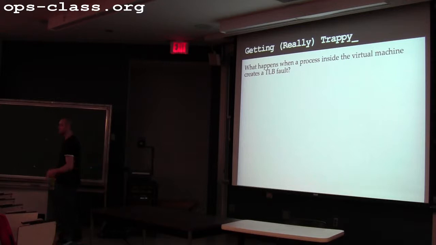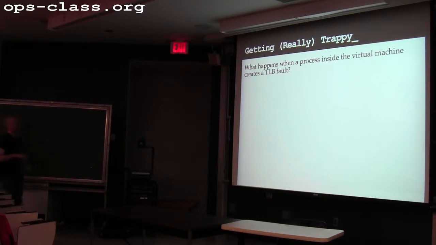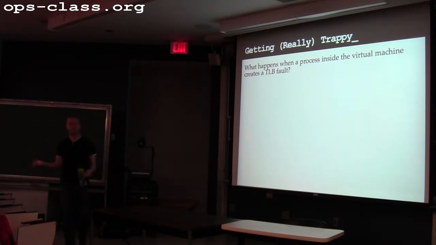What about a TLB fault caused by an application running inside the guest operating system? So a process executes an instruction, a load word or a store, that tries to map a piece of memory that it hasn't used before, but it has access to. This is a valid mapping. It's not in the TLB. So what's the first thing that happens?